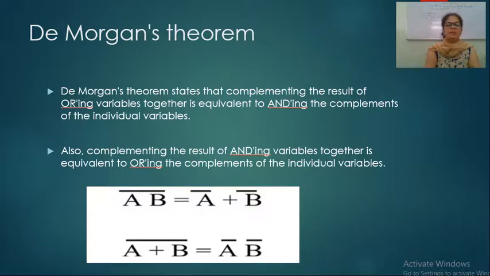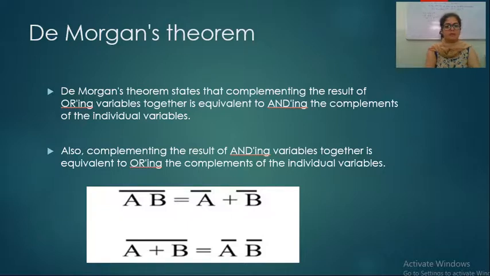I have taken an example. The first example is (A B) bar. It is equivalent to A bar plus B bar. So this is how the result of ANDing variables is equivalent to ORing the complements. We can also see another example: (A plus B) complement is equivalent to A complement into B complement. So the first definition is applicable to the second expression, that ORing variables is equivalent to ANDing the complements of individual variables. So this is De Morgan's theorem.